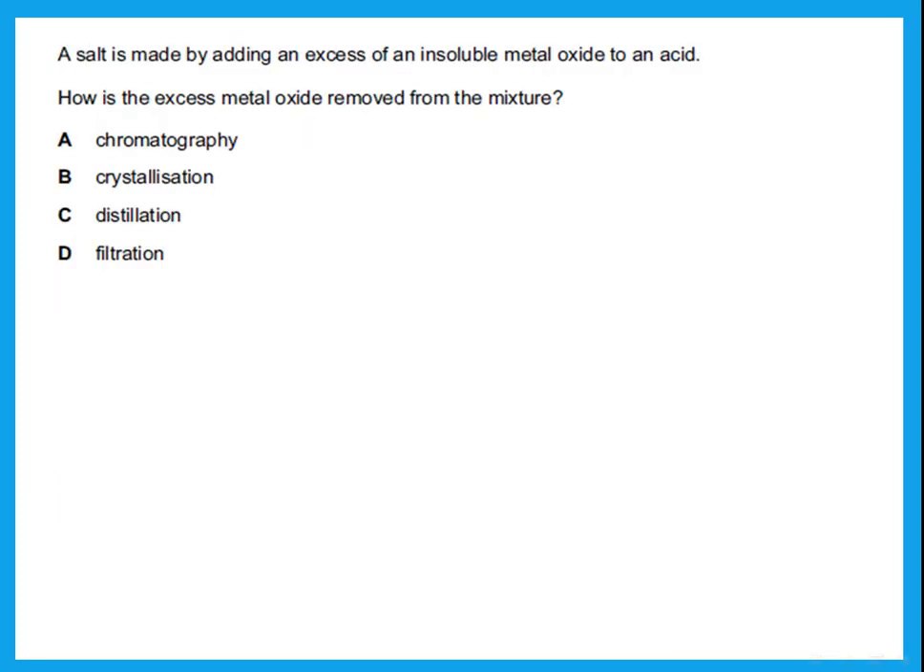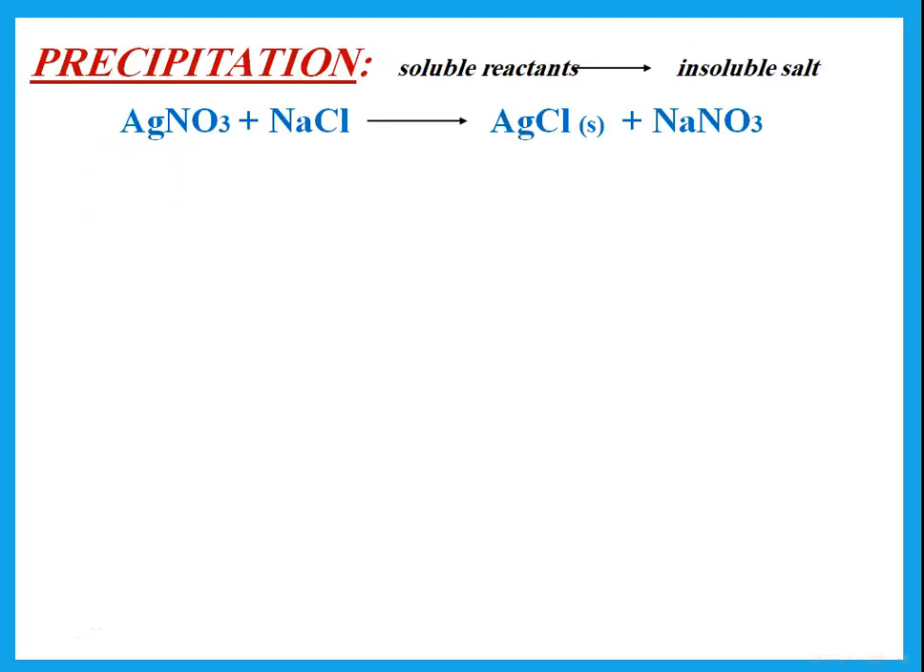Okay? Okay, let's try this question. A salt is made by adding an excess of an insoluble metal oxide to an acid. How is the excess metal oxide removed from the mixture? How did we remove the excess solid? By filtration, right?